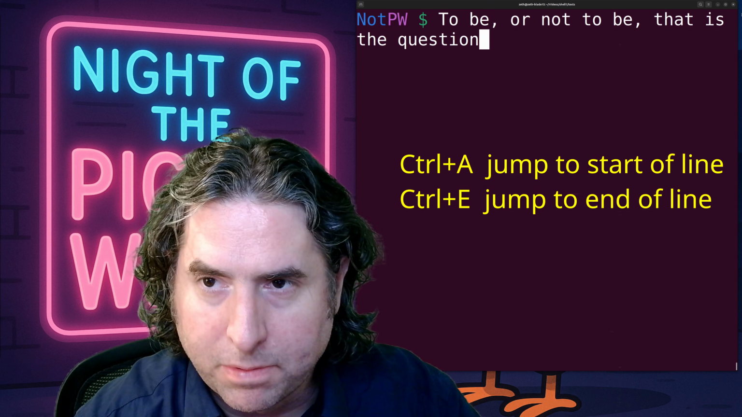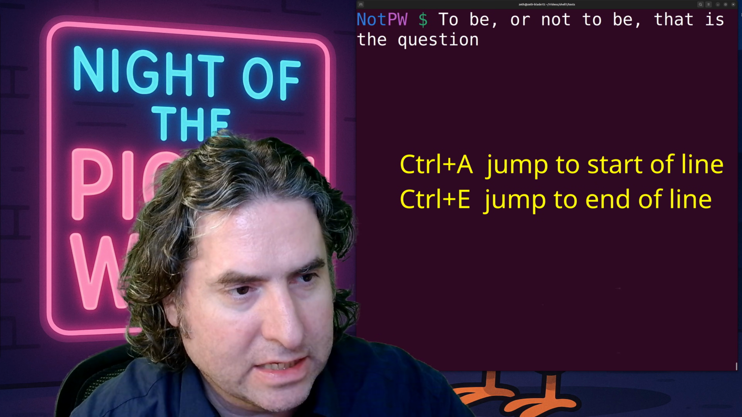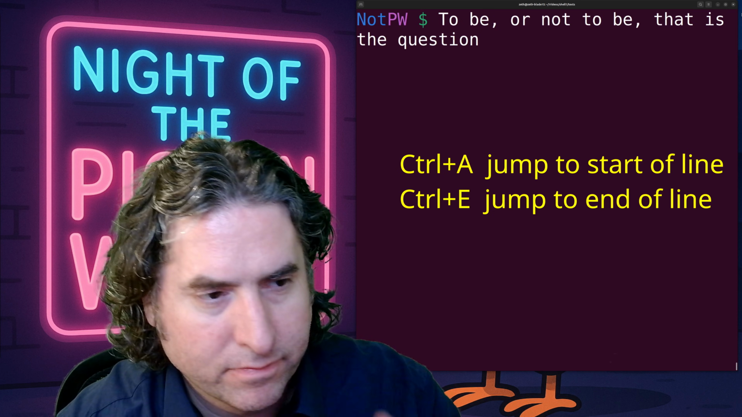So when you have a long command or a long string, to get to the start of the line, you do Control A. To get to the end of the line, you do Control E. So let's imagine we made a complicated command that's taking a long time. For now, we'll just use sleep.